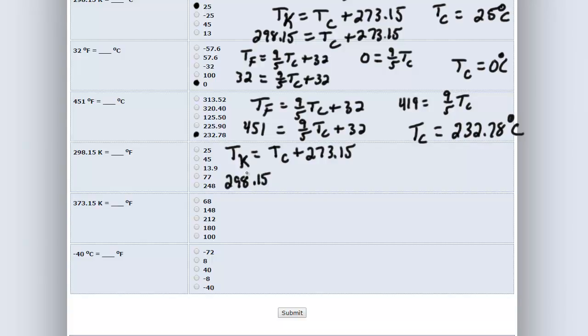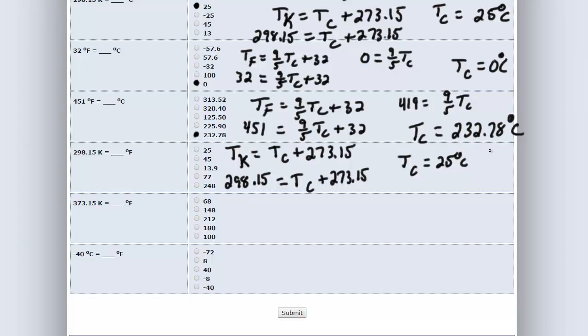And so we have 298.15 Kelvin is equal to the temperature in Celsius plus 273.15. So we have 298.15 minus 273.15, and that again gives us 25 degrees Celsius. So that part was the same as what we did up here. But we don't want Celsius, we want Fahrenheit.